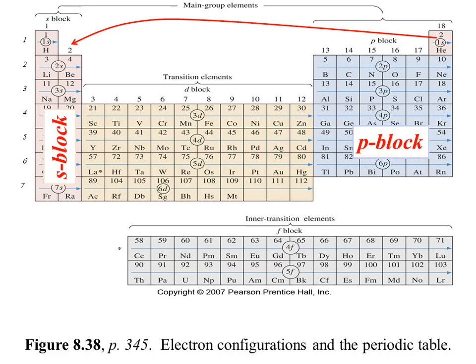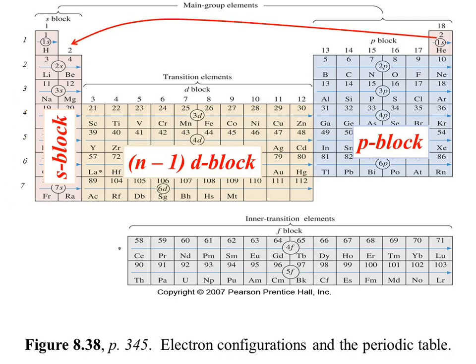Notice that it's not just any S or any P; the S and the P correspond to the periods. See how that is? You could go down here to francium and radium, 7S. These would be 7P. Go up, 6, 6P. Does that make sense? Okay, so that's S block and P block.